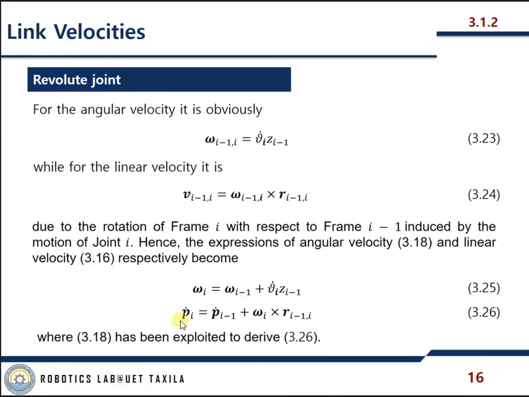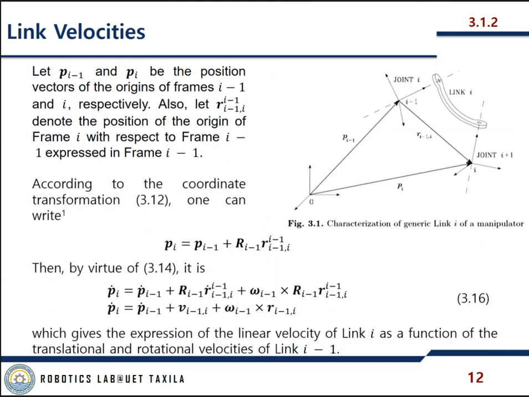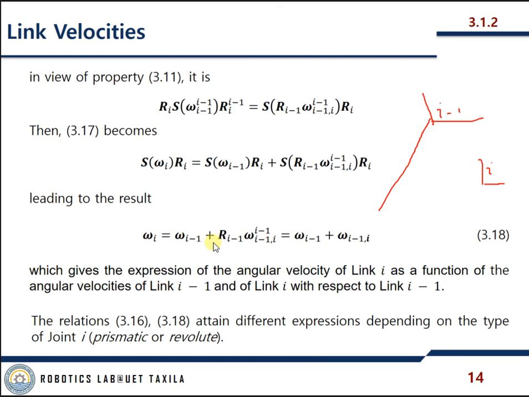Okay, so this one is going to be the linear velocity. Overall linear velocity is going to be p i-1 dot plus omega i cross multiplication of r i-1,i, where 3.18 has been exploited to derive 3.26. So this is the same equation which we have discussed previously, over here.